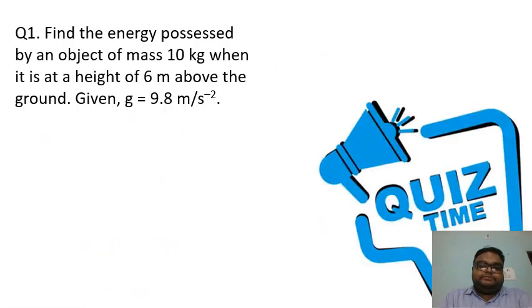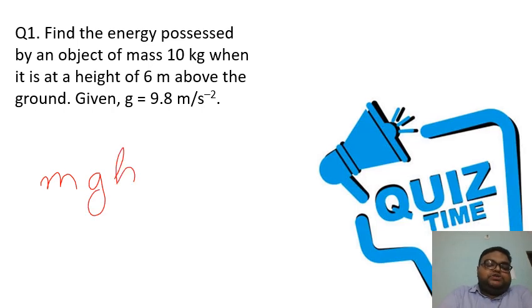Okay, students, here is a numerical that we need to solve. We need to find the energy possessed by an object of mass 10 kg when it is at a height of 6 meters above the ground. Let's try to find out the potential energy. For the potential energy, what is the formula? The formula is mgh.